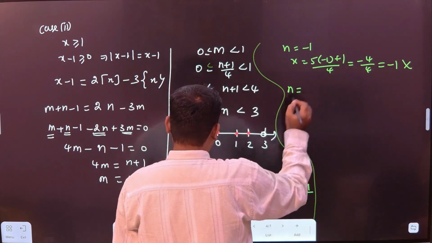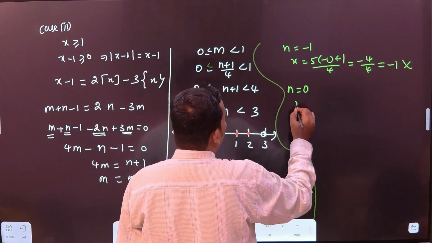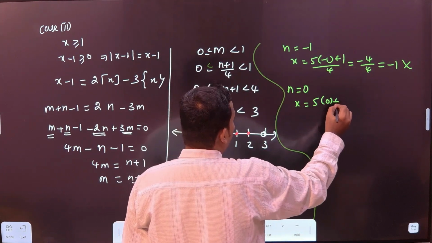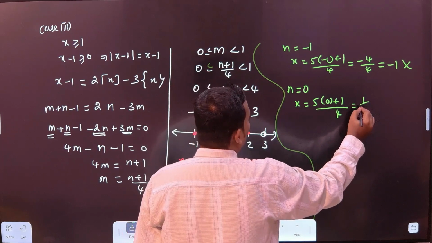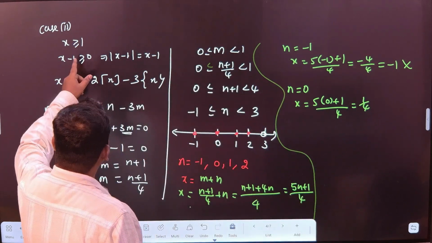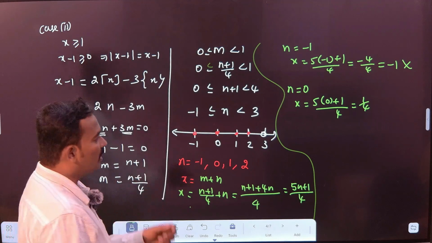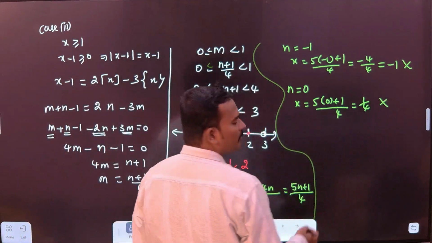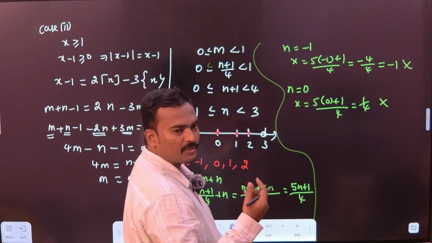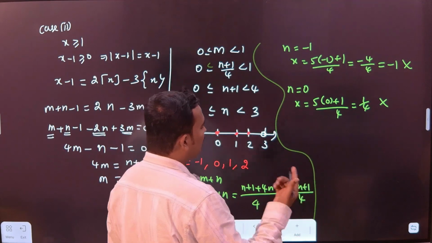So let us take n is equal to 0. x is equal to 5 into 0 plus 1 by 4. This is 1 by 4. Is 1 by 4 possible or not? It's not more than 1. This is also not possible, right? Because 1 by 4 is 0 point something, so it will be less than 1.